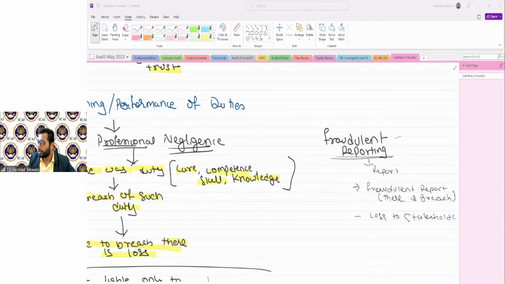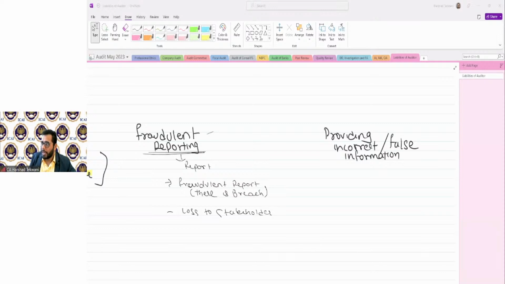Well, providing incorrect information. Now, if you provide incorrect information to any of the government authority, it is by default assumed there is a loss. So they will not wait till the time the government actually suffers the loss. By default, it will be assumed that they have suffered the loss, and you will be charged with appropriate penalties and punishments. So providing false and incorrect information will directly have an impact. It's not that we need to wait till the time anyone actually suffers the loss. I hope I'm clear.